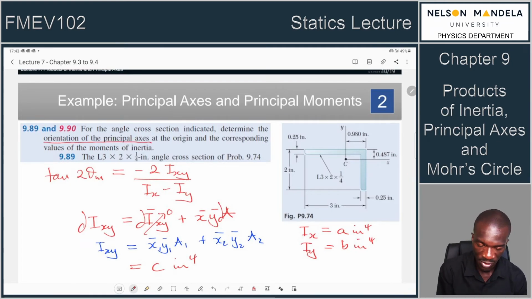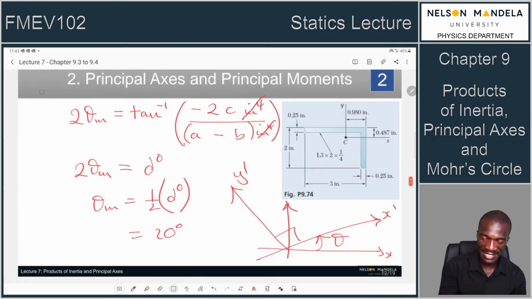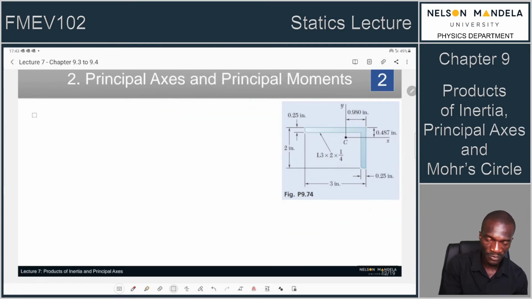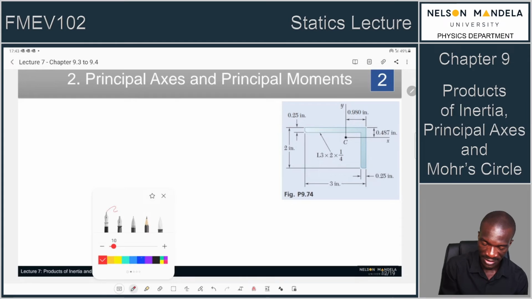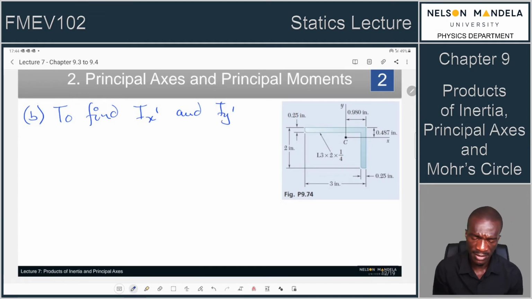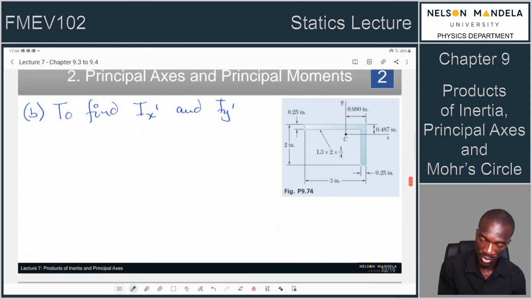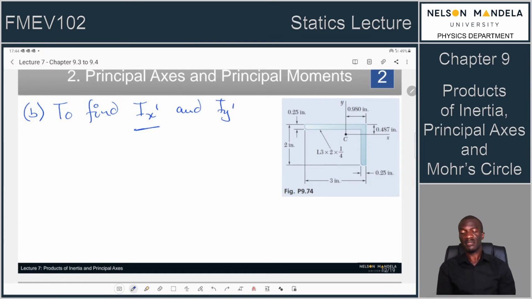Now the corresponding values of the moments of inertia. These are the moments of inertia in the new system, right? So let's call this part A. Part B is an exercise in which you are now calculating, so you want to find Ix prime and Iy prime. Did they say moments? Did they say product? Moments of inertia. Okay, fine. So you just want to find your Ix prime and your Iy prime.